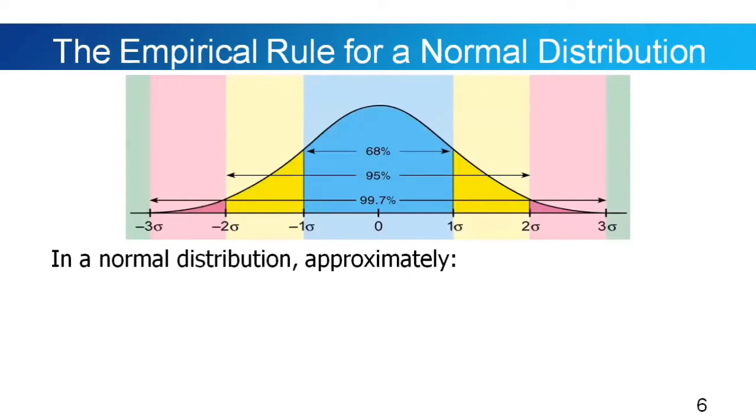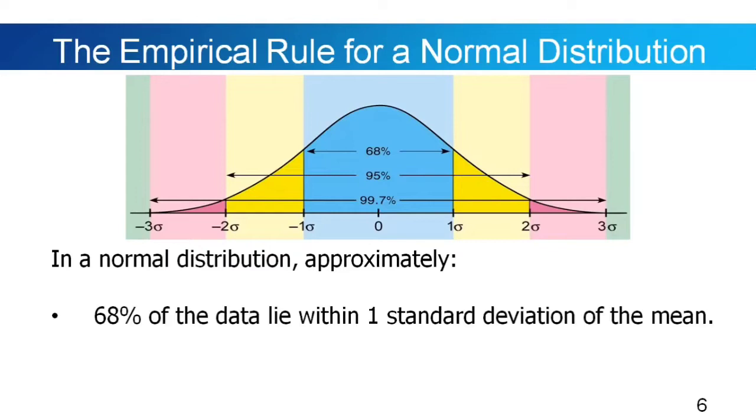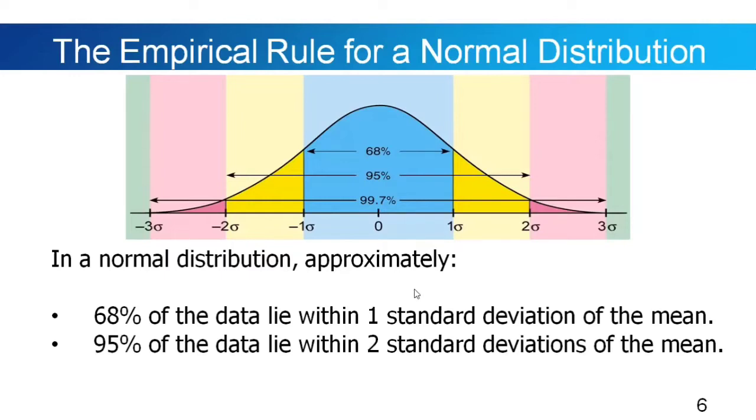The empirical rule for a normal distribution. In a normal distribution, approximately 68% of the data lie within one standard deviation of the mean. The shaded region in blue color here in our picture constitutes one standard deviation of the mean, where our 68% of the data were. Next, 95% of the data lie within two standard deviations of the mean.